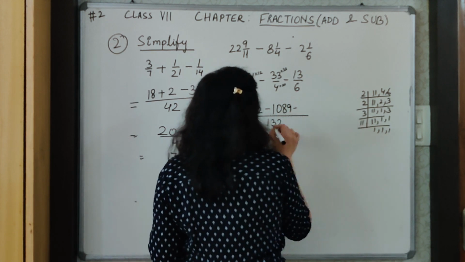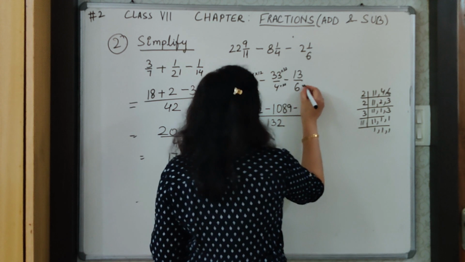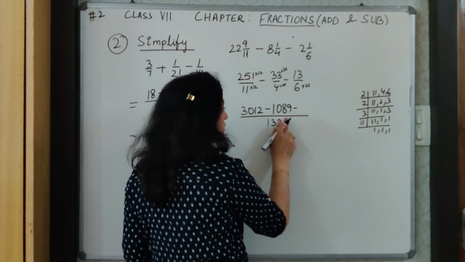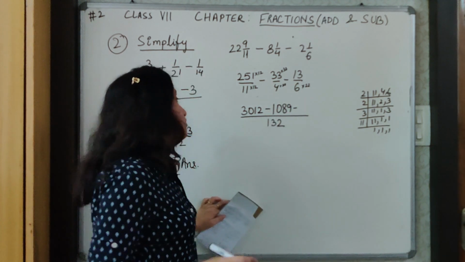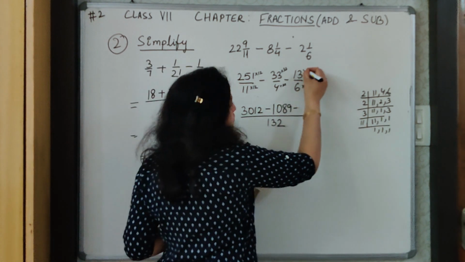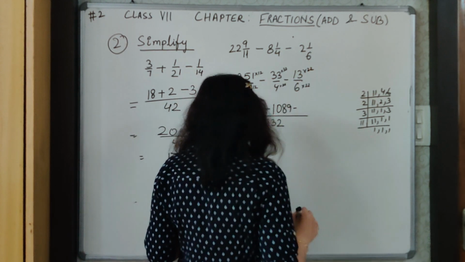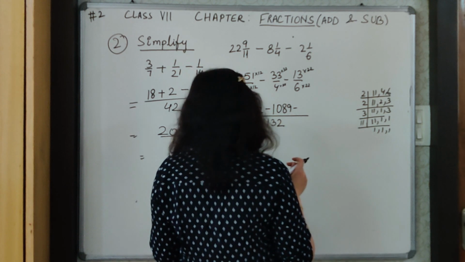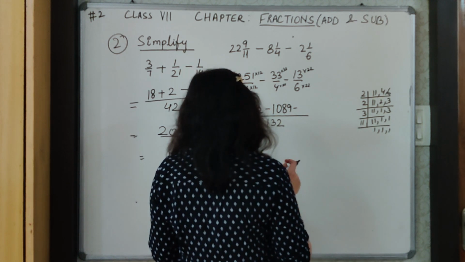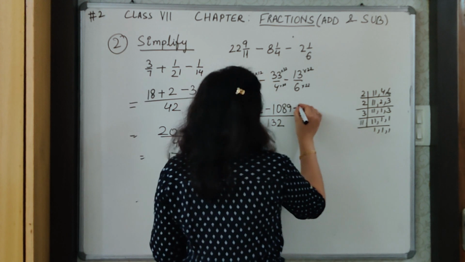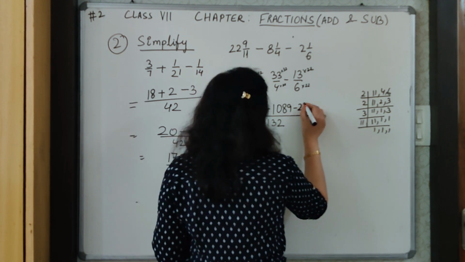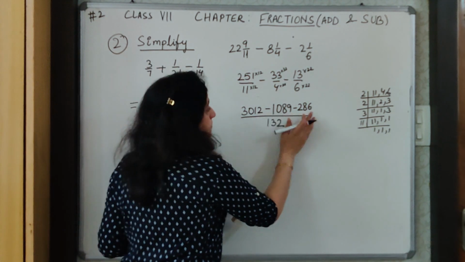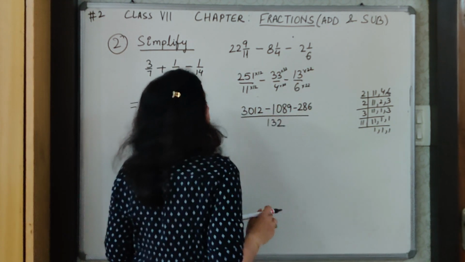Minus, 6 into how many times? 6 into 22 times makes it 132. You divide 132 by 6, you will get 22. So this will also be multiplied by 22. 13 multiplied by 22 will give me 286. Okay. So these are the multiplications. 13 into 22 is 286.